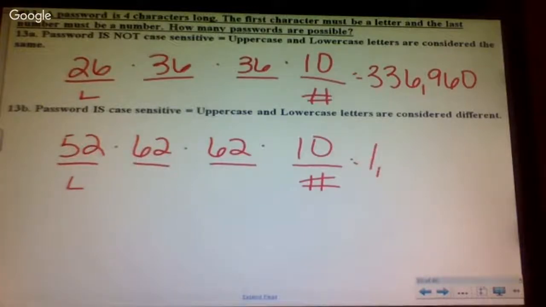And you should end up with 1,998,880 different options. We've got two more problems to finish out this section. Then we're on to the next, permutations.